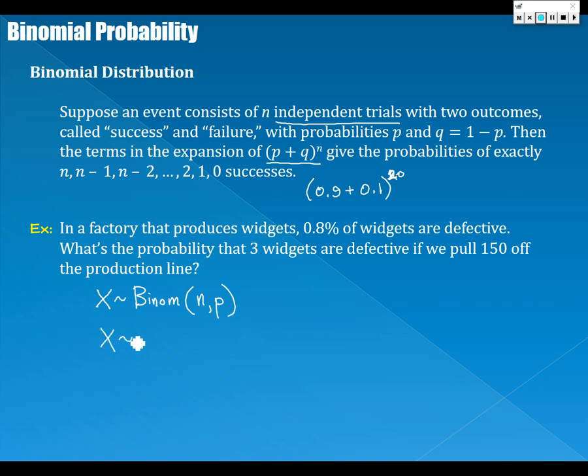So for this, we've got a binomial random variable, call it X, with how many are we pulling off? 150. And p, our probability of a defective widget, is 0.008. Careful with the decimal, please. 0.008. Just mind your p's and q's.